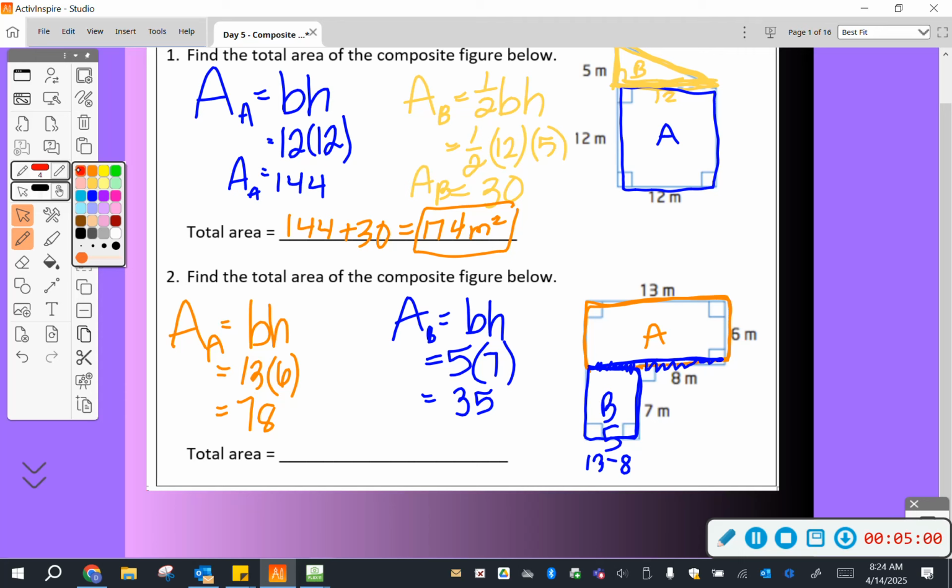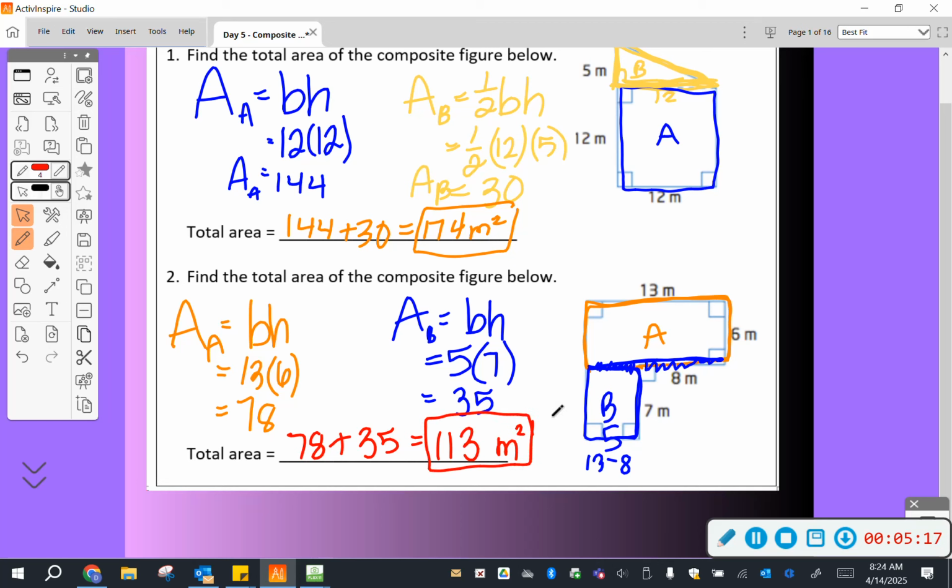How do I find the total area? Add them together. And what is 78 plus 35? 113 meters squared. And that is what we did on Friday. It's been a hot minute. So on Friday, we were separating shapes, finding the areas of each of them, and then adding them together. That was our whole lesson.